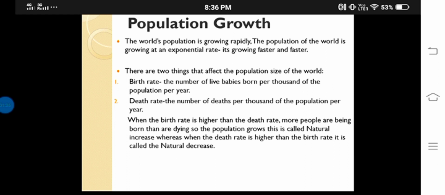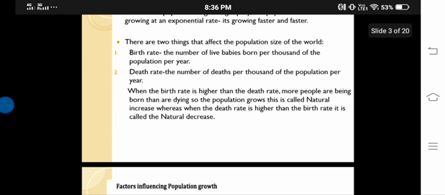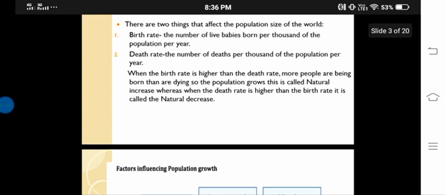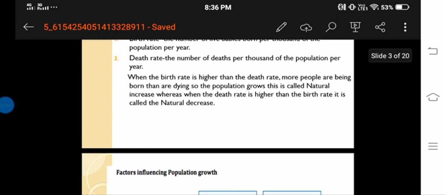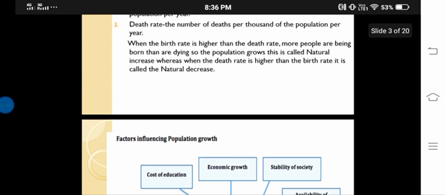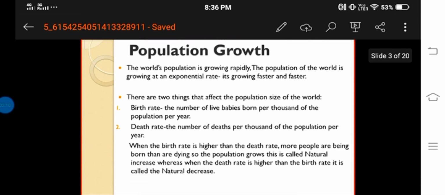There are two things that affect the population: birth rate and death rate. Birth rate means how many children will be born per year, and death rate means how many people will die in a year, and it is multiplied by 1000. Remember, it will always be multiplied by 1000 instead of 100. When birth rate is higher than the death rate, it means more and more people are born. This is very normal. I don't need to explain that. You can read it by yourself.